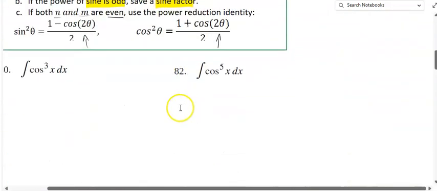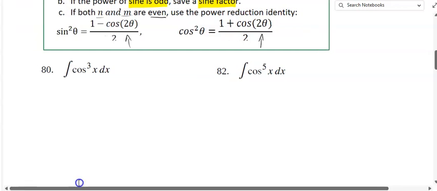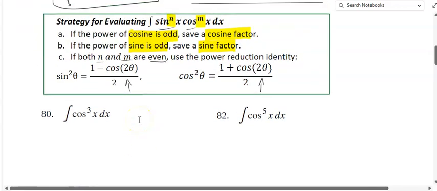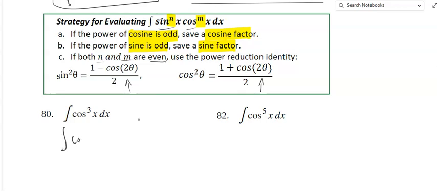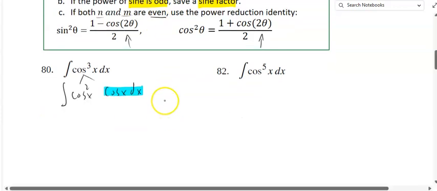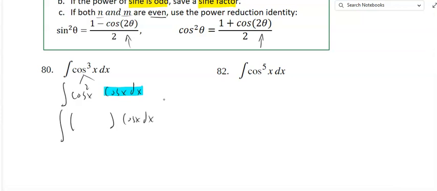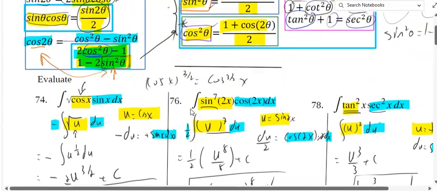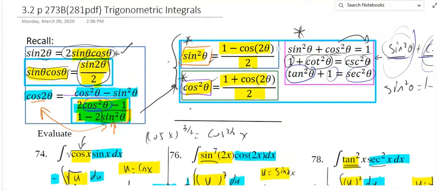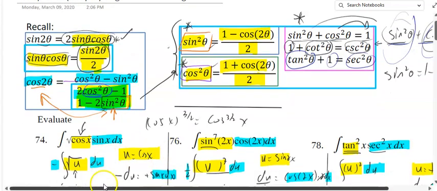So we're going to start in order. Here we have an odd cosine. So what we're going to do is take this and split it into cosine squared times cosine of x dx. And the idea is that this is going to be my du. That's always the case. I'll save a cosine and use the Pythagorean identity. And what does cosine squared of theta equal? Sine squared plus cosine squared equals 1. Cosine squared of theta equals 1 minus sine squared.